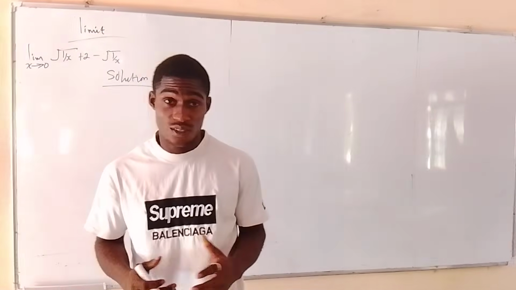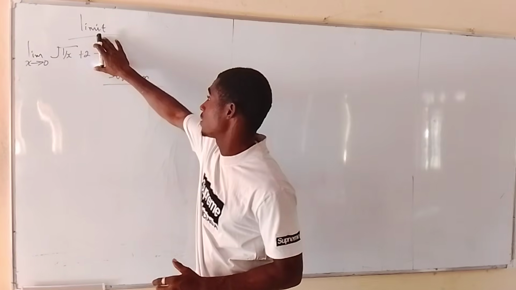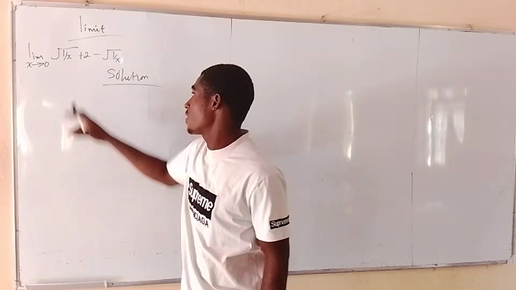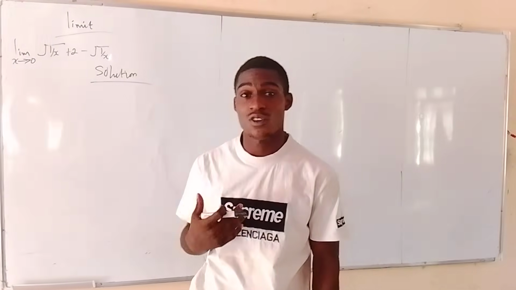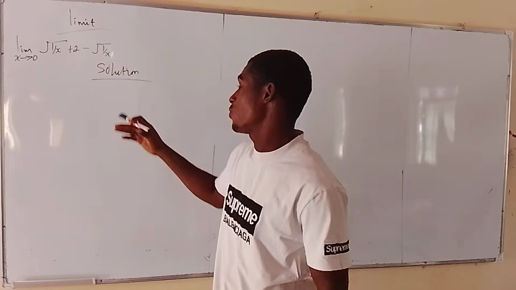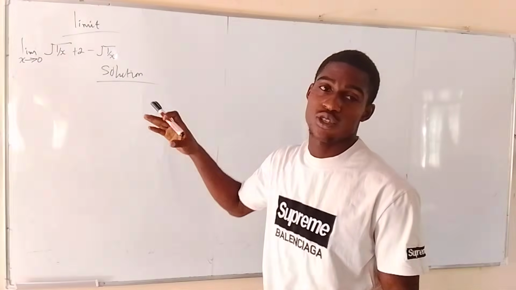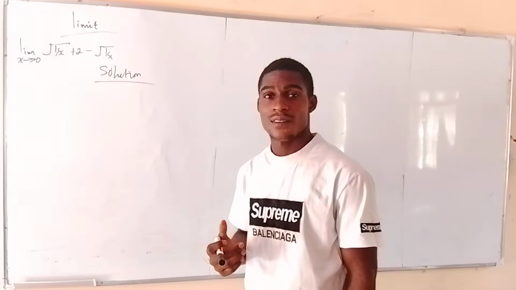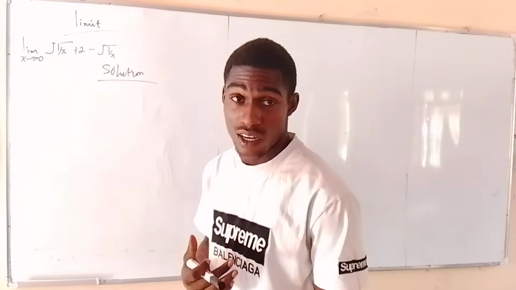Welcome to my video. In this video, we are going to be talking about limits. We have the limit as x approaches 0 of root (1 over x plus 2) minus root (1 over x). And we all know that if you use the direct method, it is not going to work. So which method are we going to use? Okay, we are going to use the rationalization method.